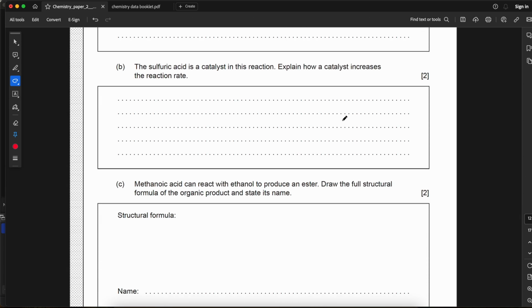The sulfuric acid is a catalyst in this reaction. Explain how a catalyst increases the reaction rate. Catalyst provides alternative reaction pathway and lower activation energy.